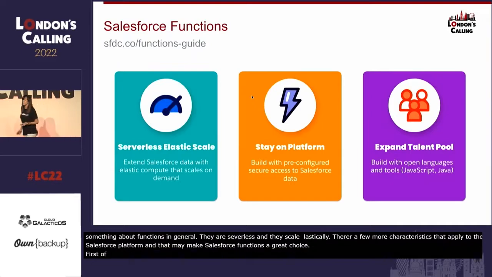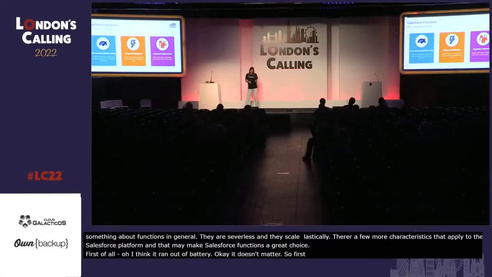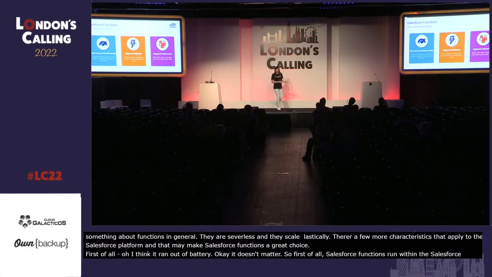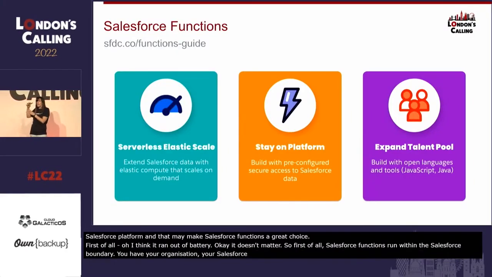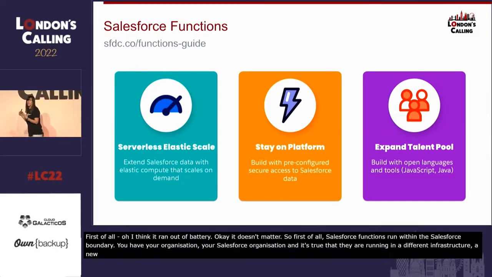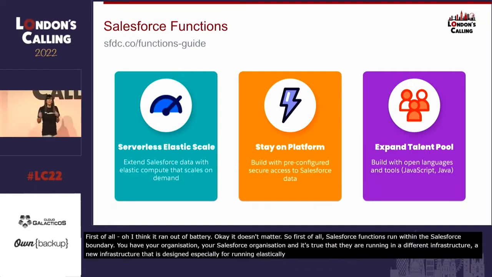OK, it doesn't matter. So first of all, Salesforce Functions run within the trusted Salesforce boundary. You have your organization, you have your Salesforce data in your organization, and it's true that they are running in a different infrastructure, a new infrastructure designed especially for running elastically, but this infrastructure is connected to your Salesforce data in a trustful way. Your data never goes out from that trust boundary.